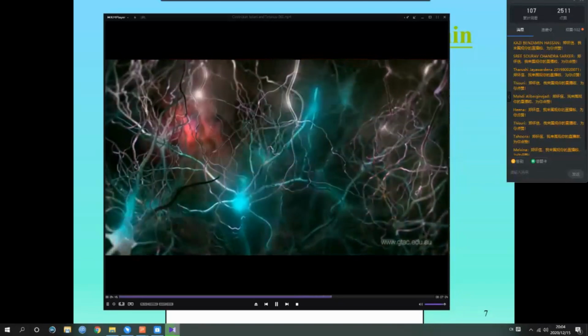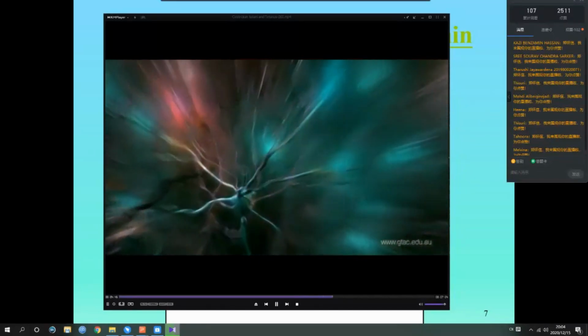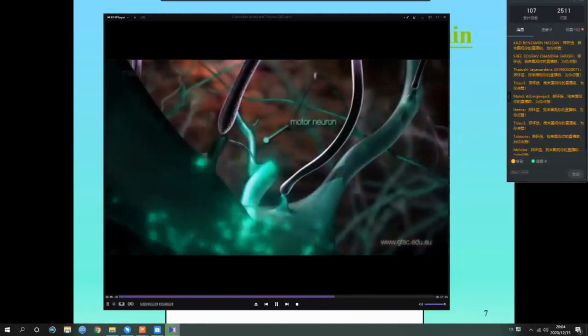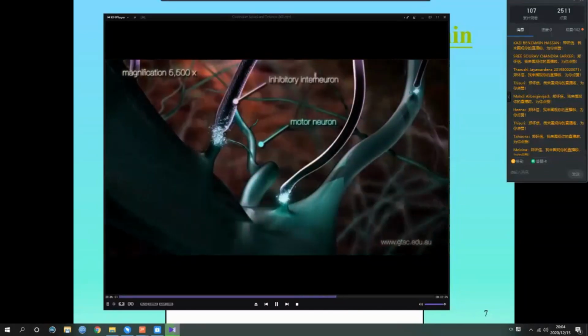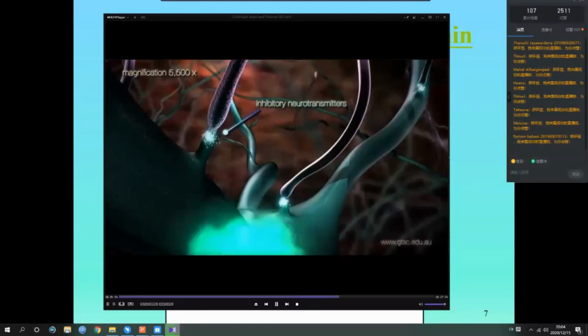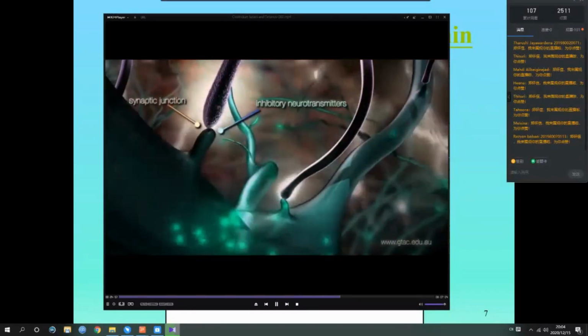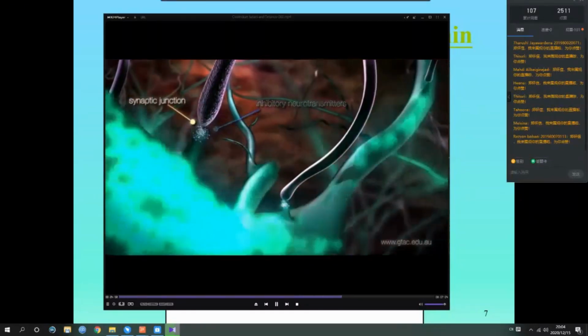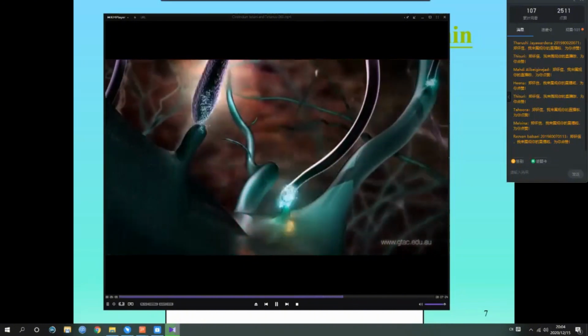To see how the toxin exerts its effect, we will zoom in on a synapse between a motor neuron and an inhibitory interneuron. The interneurons release inhibitory neurotransmitters into the synaptic junction. These prevent the firing of motor neurons so that the muscle fibers they control do not constantly contract.